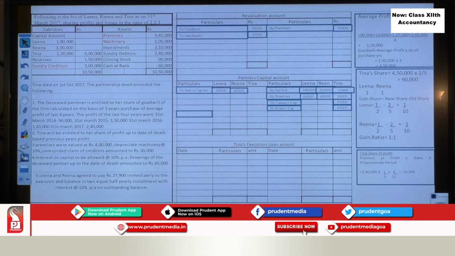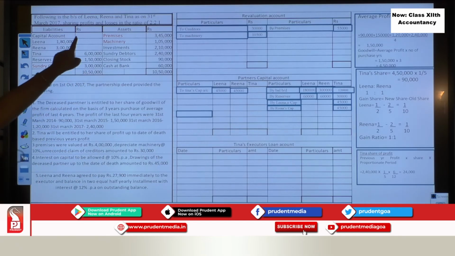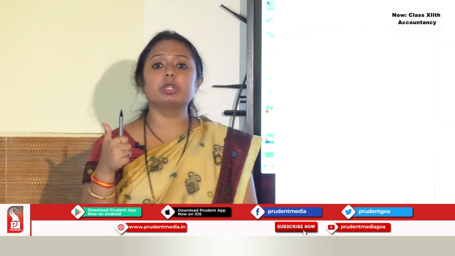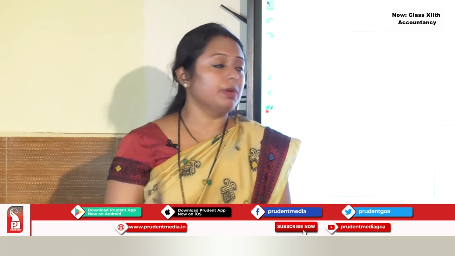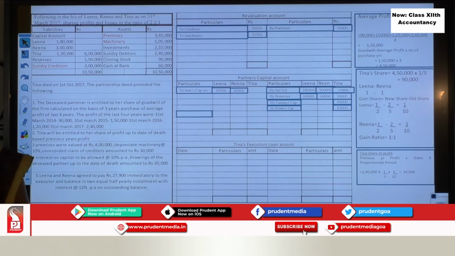How much is Tina's share? 1/5. And how much is the proportionate period? Here the 31st March 2017 balance sheet is given. The current year starts from 1st April. So April, May, June, July, August, September. The partner dies on 1st October. So in total how many months? 6 months. So it comes to 6/12. What is the answer? 24,000.